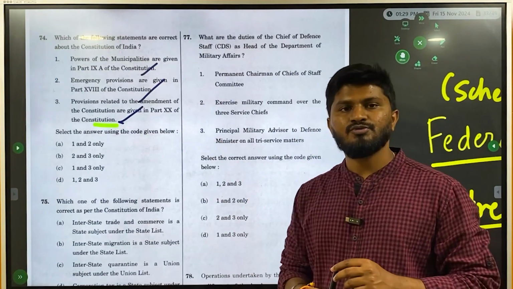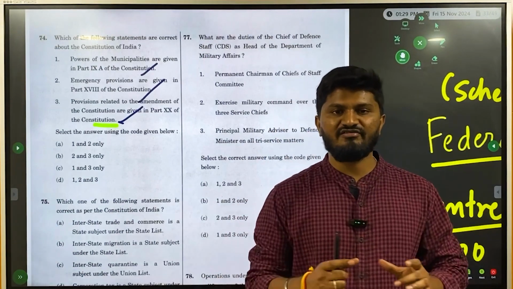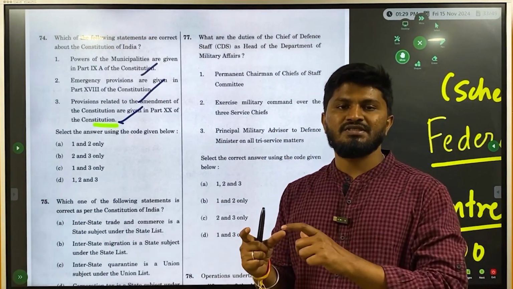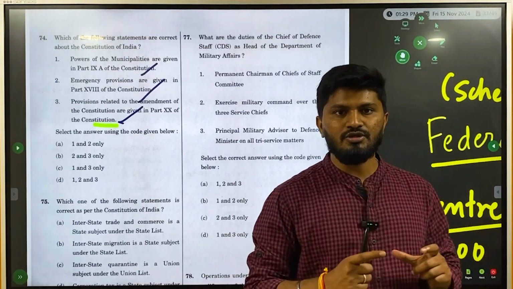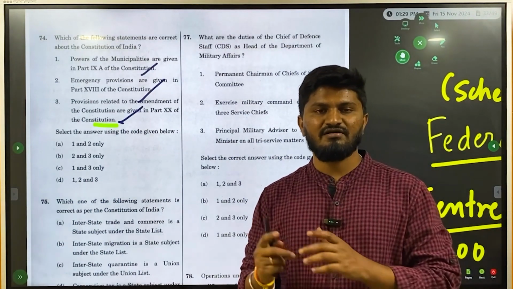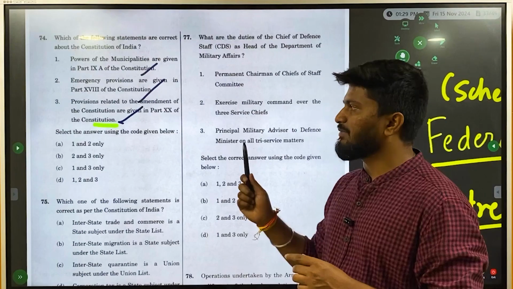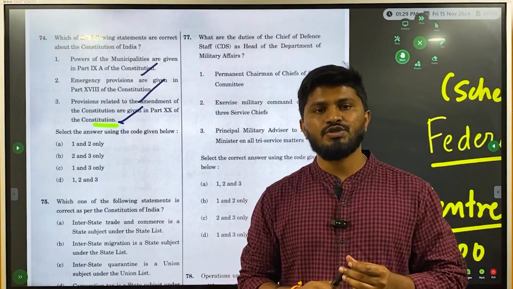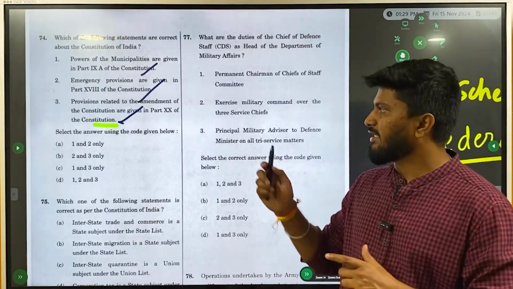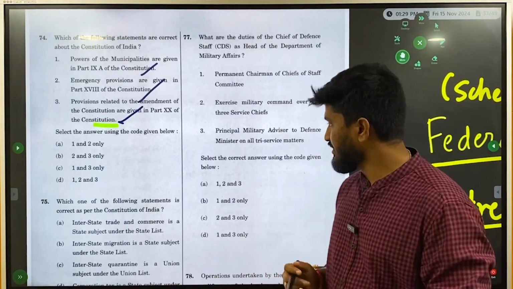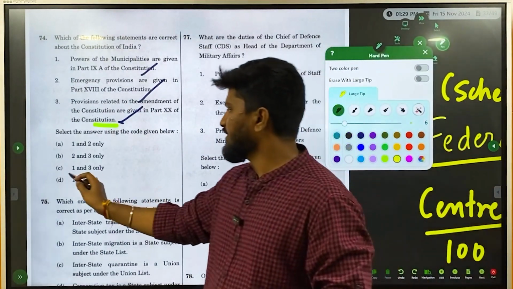If you are opening municipalities or panchayat, the first paragraph of the chapter shows that these provisions belong to so and so part. If you open emergency provisions, they belong to part 18 of the Constitution. And if you open the chapter on amendment of the Constitution, the first paragraph shows that it belongs to part 20 of the Constitution. So here the right answer is all the above, that is 1, 2, 3.